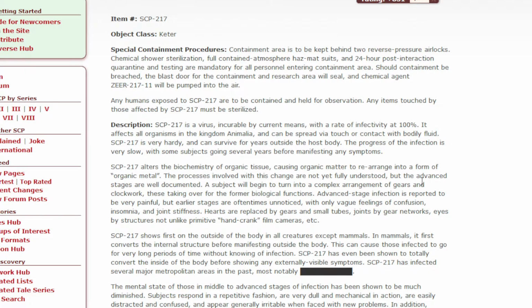SCP-217 is a virus incurable by current means with a rate of infectivity at 100%. It affects all organisms in the Kingdom Animalia and can spread via touch or contact with bodily fluid. It's very hardy and can survive for years outside the host body, and the progress of the infection is very slow, with some subjects going several years before manifesting symptoms. Horrifying.